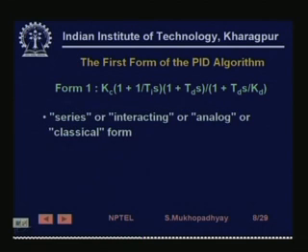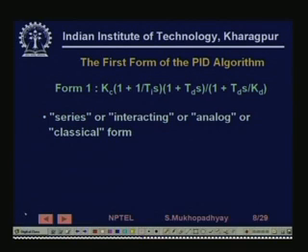Actually, it turns out that form 1 is sometimes called the series or interacting or classical form. The reasons for these names are, firstly, series, that you can understand that this is in series. So, this is one term, this is the other term, and this is the other term. So, there are 3 terms which are getting multiplied. Therefore, they are in series.